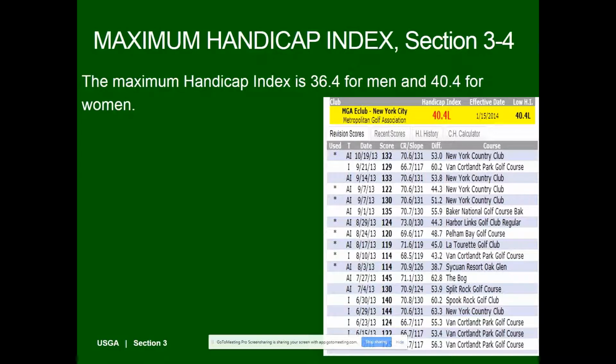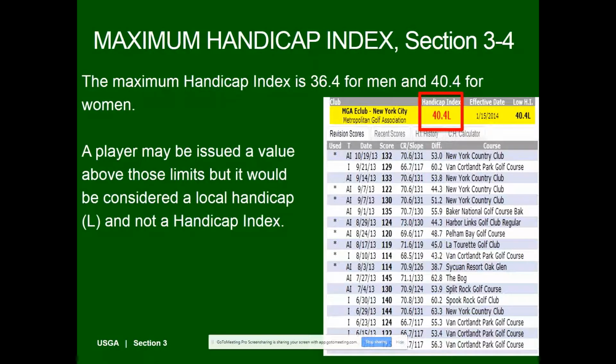All right. Maximum handicap index. The maximum for men is 36.4. For women it's 40.4. There are some big changes coming to this in the World Handicap System. Also, if you go above that, the system will actually record it, but it will mark you as an L. Once again, L is for local.